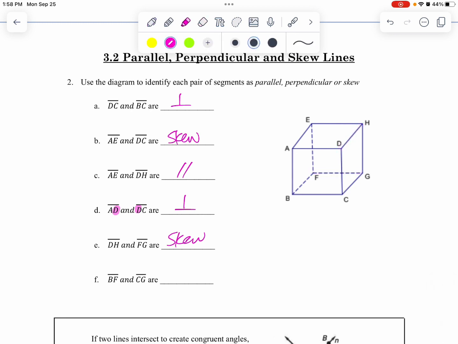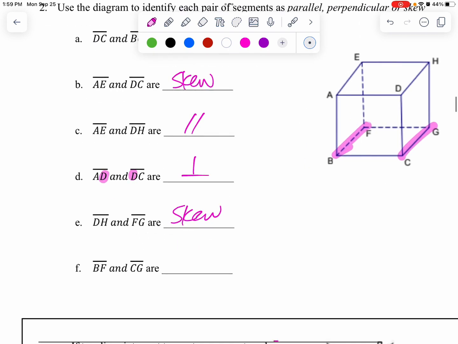And I bet by process of elimination, you can predict what the last one's going to be. BF, which is here, and CG, which is here. Those, my friends, imagine like the black tape in the corner of the classroom. Those are parallel.